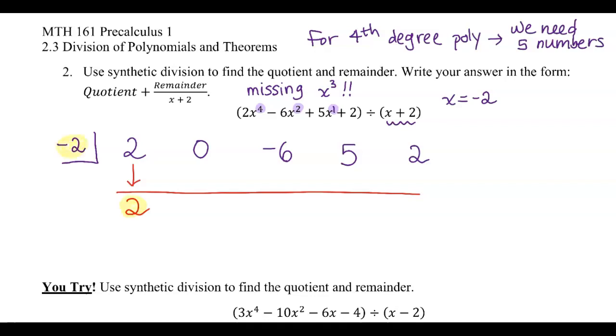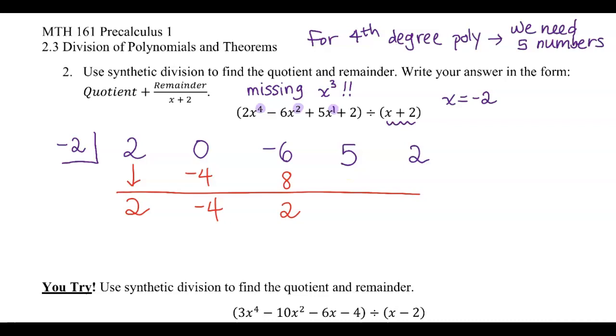-2 times 2 is -4. And then I add vertically. If I add these two, I get -4. Back to multiplication. -2 times -4 is +8. And if I add them together, I will get 2. Back to multiplying. -2 times +2 is -4.